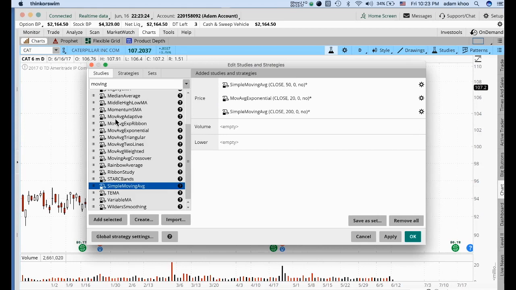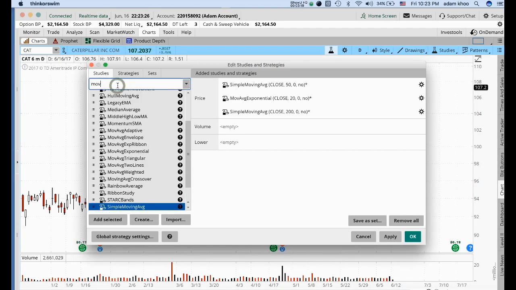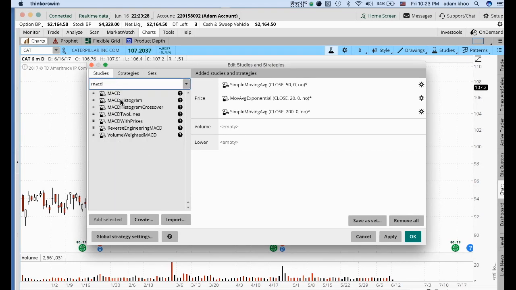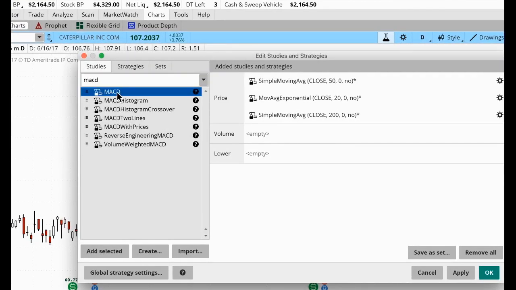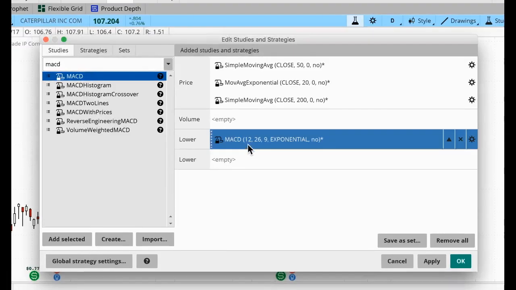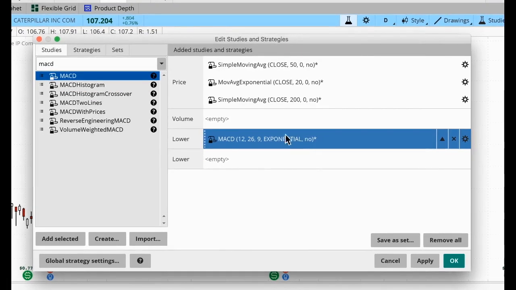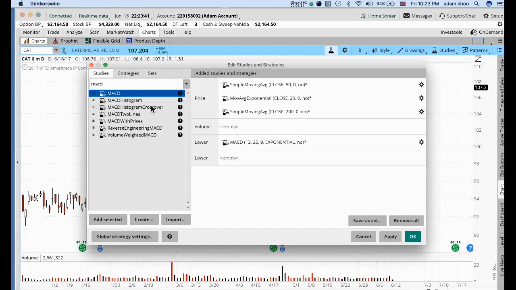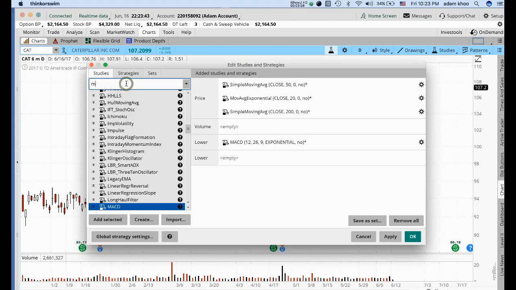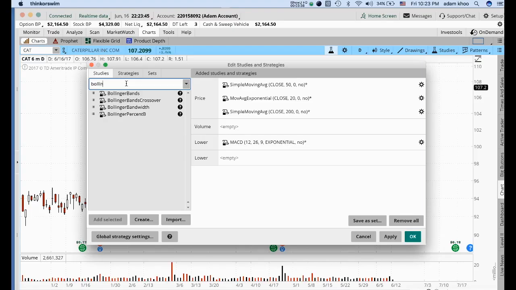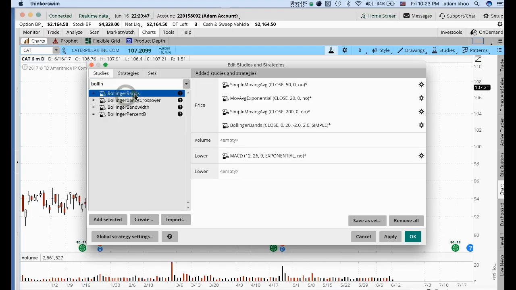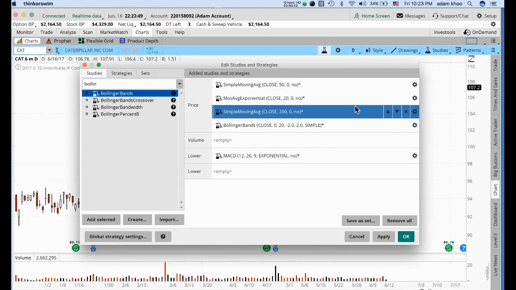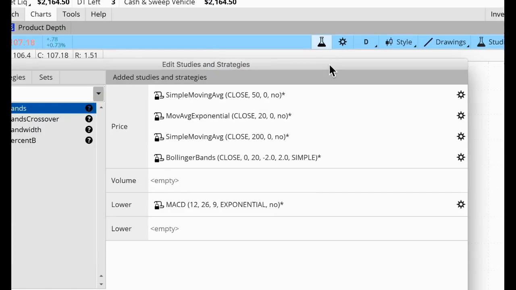I could also put in other indicators like the MACD. Moving average, like MACD. For the MACD, by default it's 12, 26, and 9. That's the setting I use, so I'm going to leave it over there. You could also put in things like Bollinger Bands, for example, if you're using that in the strategy. Whatever strategy you're using, you can put in all the indicators using this icon over here.